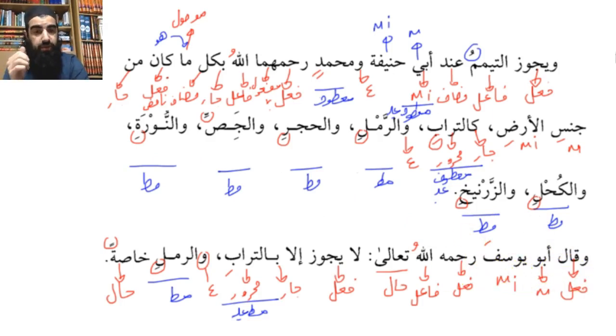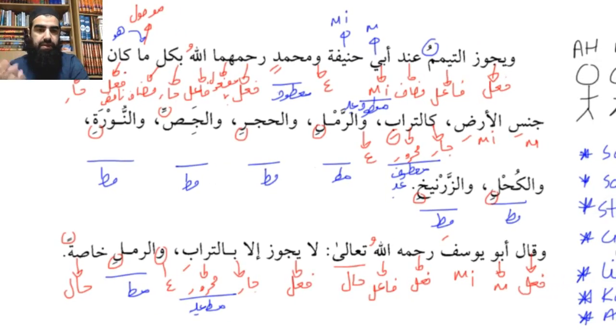وقال أبو يوسف, Imam Abu Yusuf rahimahullah says, لا يجوز إلا بالتراب, you can't use it except with turab. You cannot do tayammum except with turab or with ramal, which is sand basically. Khassatan, specifically. And this word khassatan always comes in the state of hal. It is always in the state of hal and mansub, unless it has a harf jar before it. So that's basically what the lesson is about.